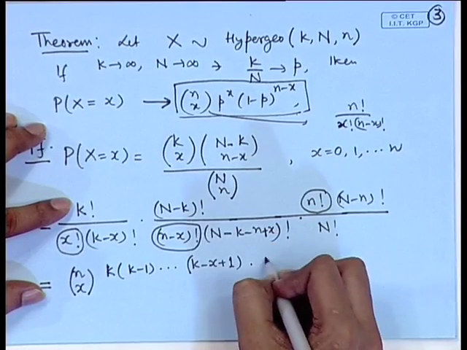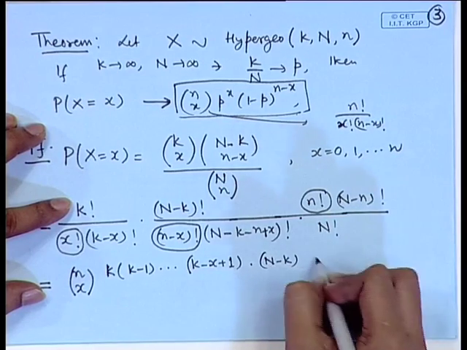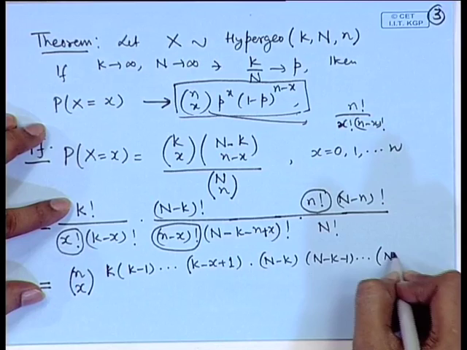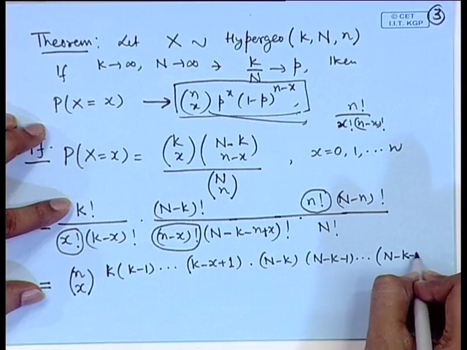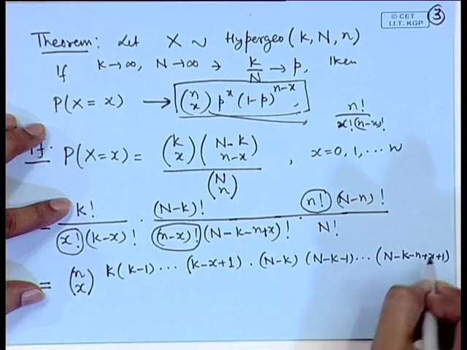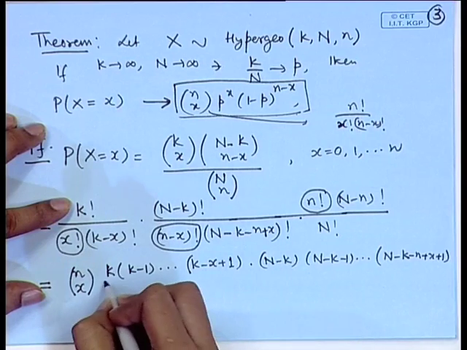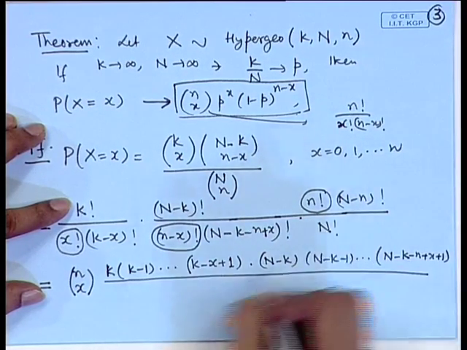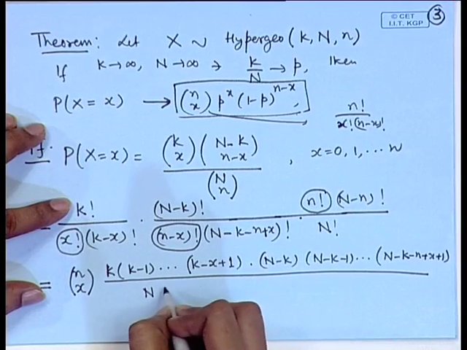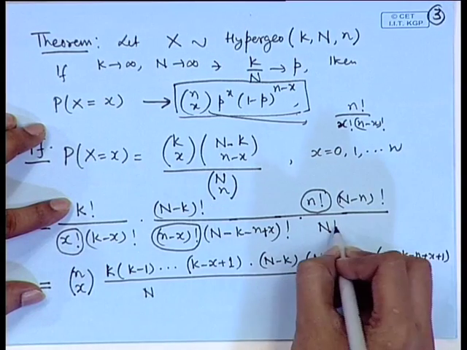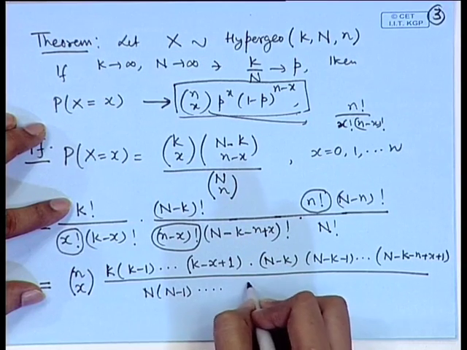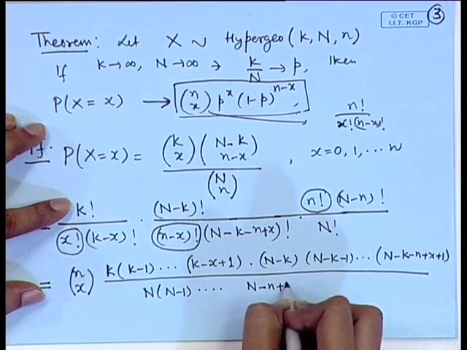The second term is n minus k, n minus k minus 1 and so on up to n minus k minus n plus x plus 1. And in the denominator, n factorial can be written as n into n minus 1 and so on up to n minus n plus 1.